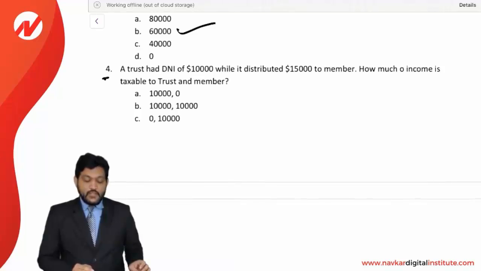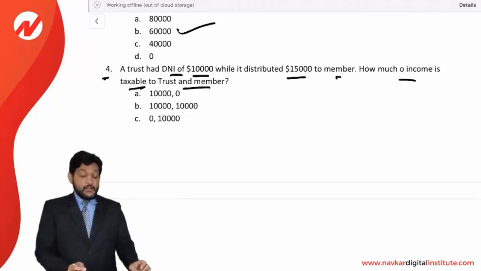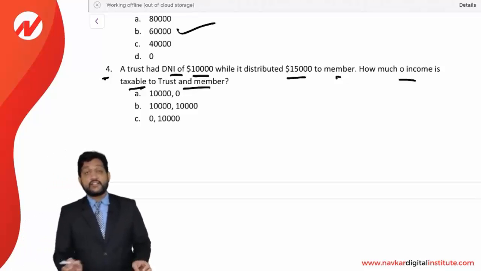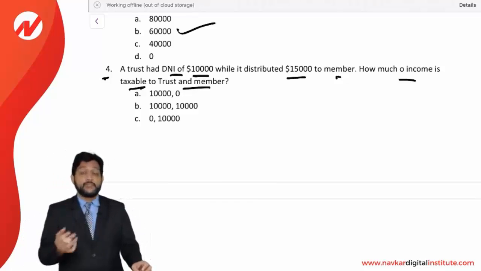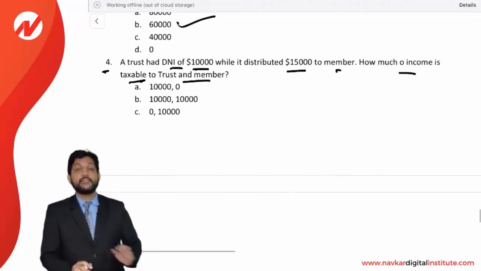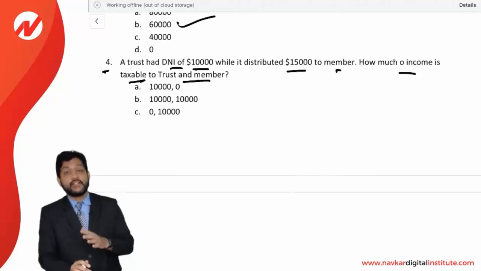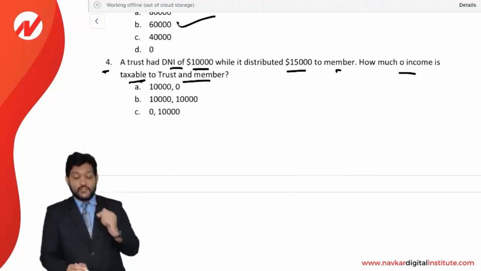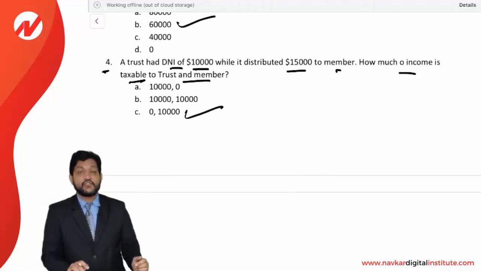Next, a trust had a DNI of 10,000 while it distributed 15,000 to a member. How much income is taxable to the trust and the member? See, a trust has distributed everything, so nothing is taxable to the trust, but the member will be taxable only up to DNI. So DNI is 10,000. So answer will be 0 taxability to the trust, and taxability to the member will be 10,000. Option C, 0 and 10,000 is the correct answer.